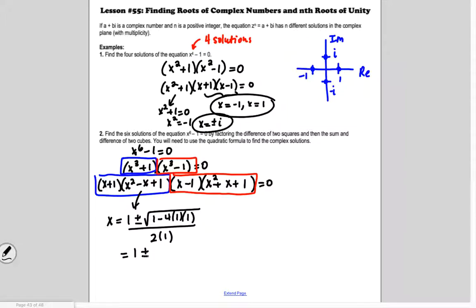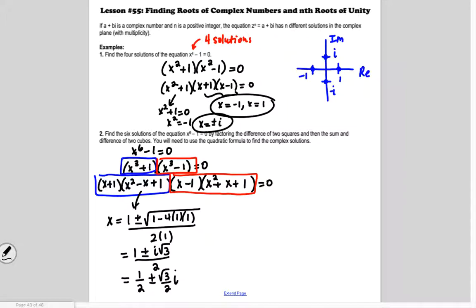So I get 1 plus or minus i root 3, all over 2. Do you guys see how I got i root 3? Because I had 1 minus 4 in there, which is the square root of negative 3. So when we have a square root of a negative, we have an i. So we have i and then the root 3, which looks like 1/2 plus or minus root 3 over 2 i.